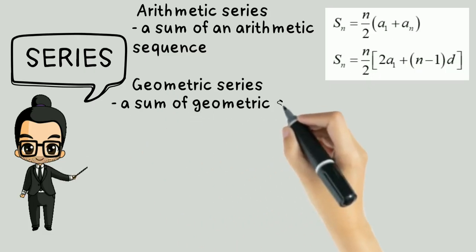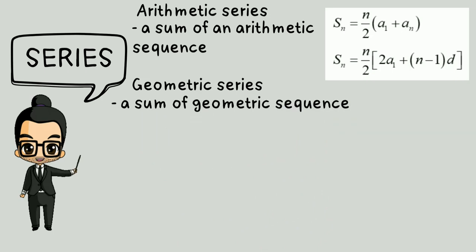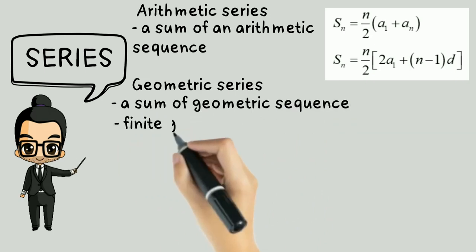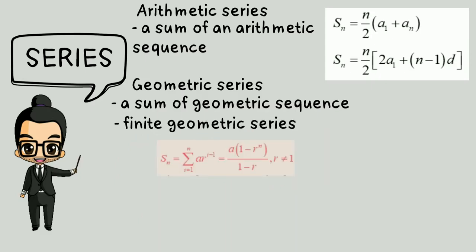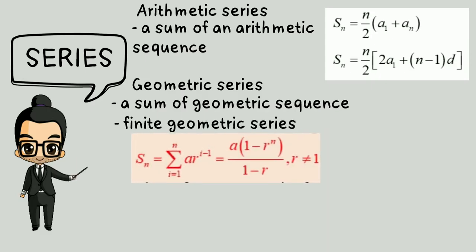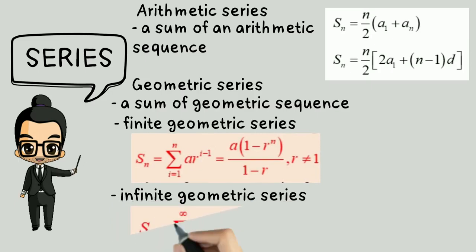Next one is geometric series. It is a sum of a geometric sequence. There are two types of geometric series. The first one is finite geometric series. The given formula is. The next one is infinite geometric series. The given formula is.